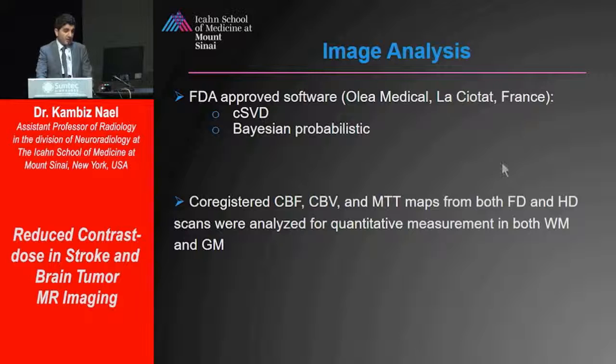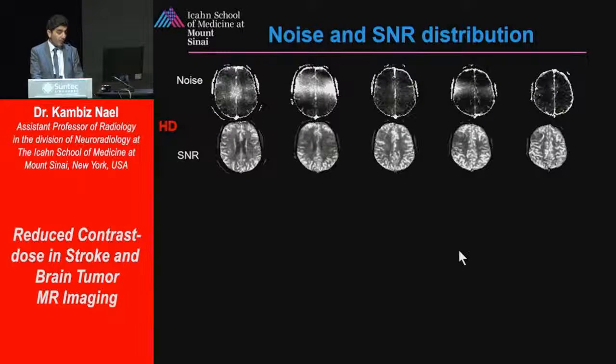So we use OLEA software to process our images. Both half-dose and full-dose were processed with CSVD and Bayesian technique. And we use co-registered cerebral blood flow, cerebral blood volume, and mean transit time maps from both half-dose and full-dose to perform quantitative analysis. We also looked at noise and SNR distribution.